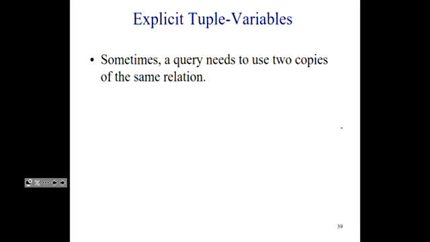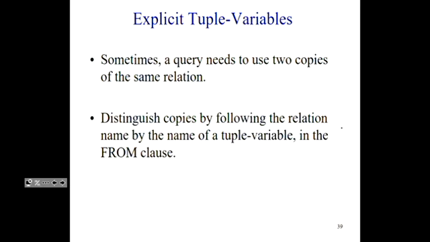In some cases, you may want to use multiple copies of the same relation, especially if you're doing a self join, where you want to relate some information in a relation with itself. The way to do this is to simply list multiple copies of your relation using a tuple variable. This is just a way to refer to these relations in the from clause.